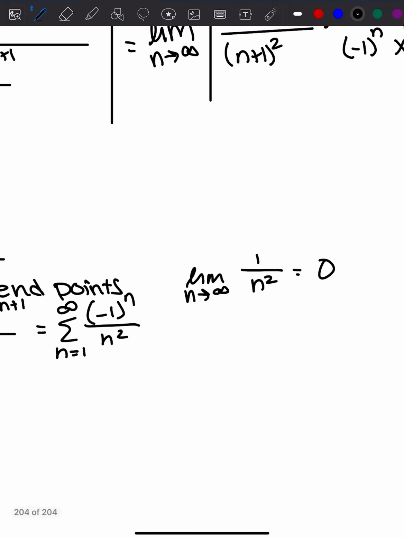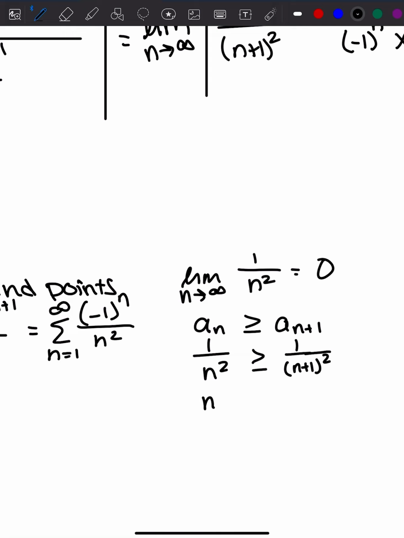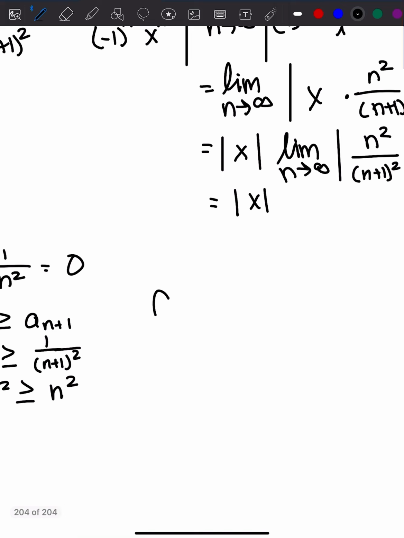And then we need a sub n to be non-increasing, so a sub n is greater than or equal to a sub n plus 1. So 1 over n squared has to be greater than or equal to 1 over n plus 1 squared, and we can verify that's true by multiplying both sides by the denominator. n plus 1 squared is bigger than or equal to n squared for all n, so I know that this series is going to converge. And it converges by the alternating series test.